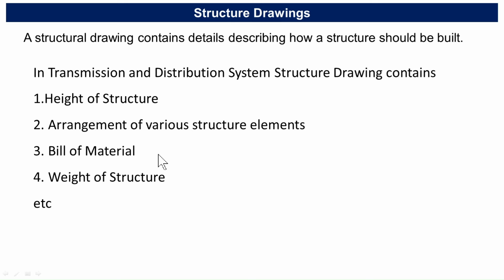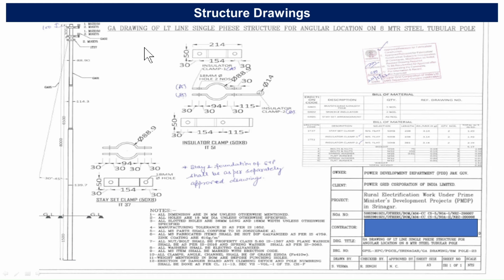The weight of the structure, what is the total weight of the structure, what is the unit weight of the structure, all these things are mentioned in the structure drawing. I can show you some structure drawings where you can see what information is contained in them and how they look. This is the structure drawing, G8 drawing of LT line single phase structure for angular location on 8-meter steel tubular pole. Structure drawing generally looks like this.